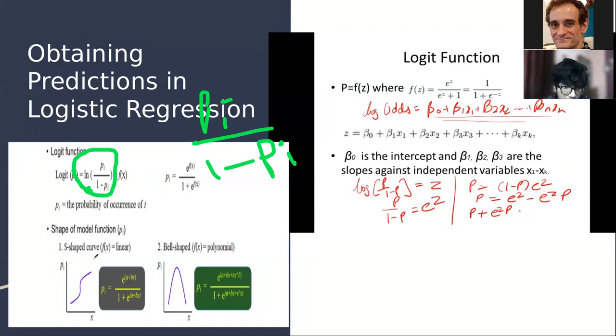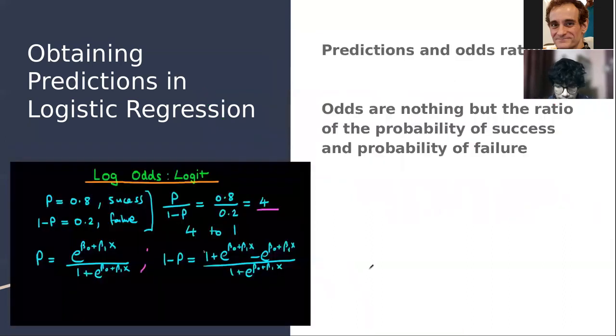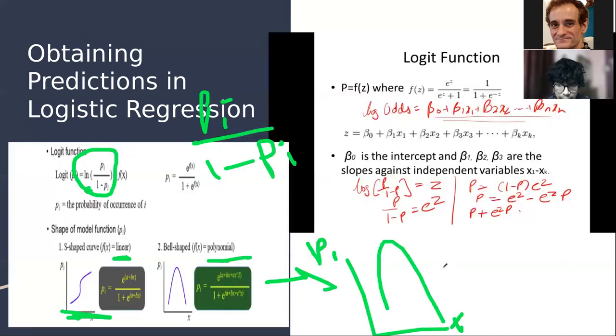Now there are two types of curves. We have discussed this. This is your S-shaped curve. This happens for linear functions. If there's a polynomial function, then you have a bell-shaped curve, where we have x, we have pi, and it happens like this. So this is what it is.